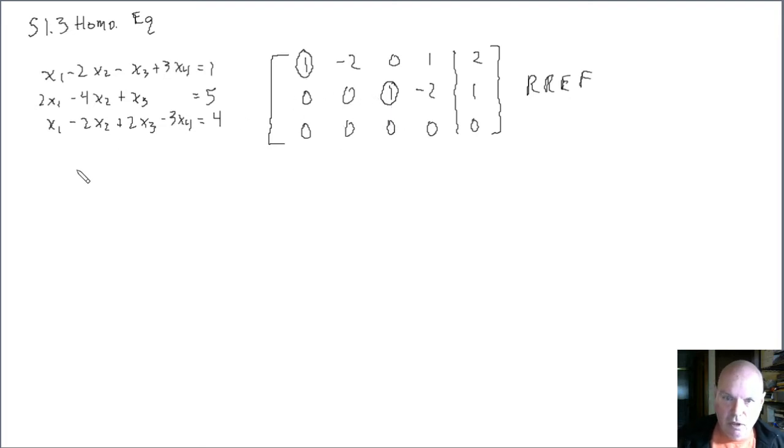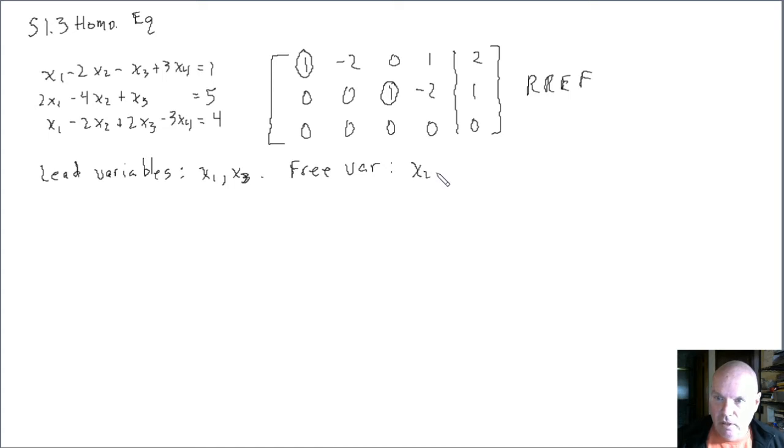Okay, so here the lead variables are x1 and x3. Then the free variables or parameters are therefore the rest, x2 and x4. So we're going to let x2 arbitrarily be assigned the parameter s and assign to x4 the parameter t.